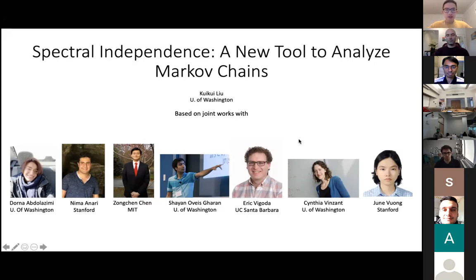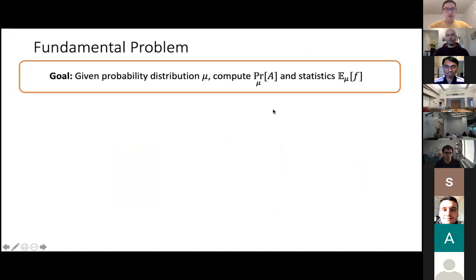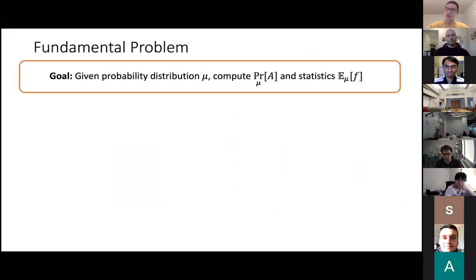Okay, so let's begin. A very common problem that people encounter throughout statistics and computer science is that you're given some probability distribution mu, typically in high dimensions. Typically, it has either an exponentially large or even infinitely large state space, and your goal is to compute probabilities of various interesting events, or compute interesting statistics, or basically expectations of various functions under this probability distribution.